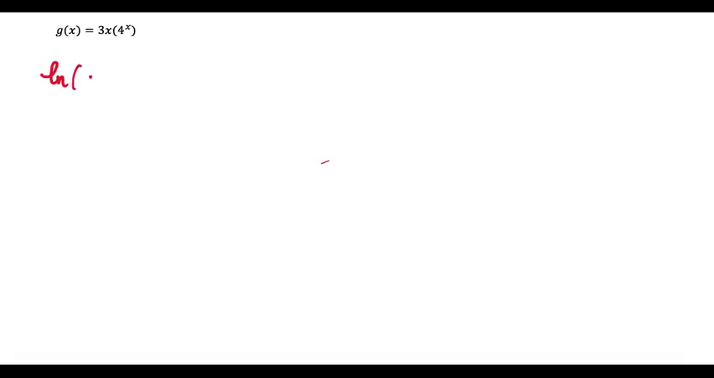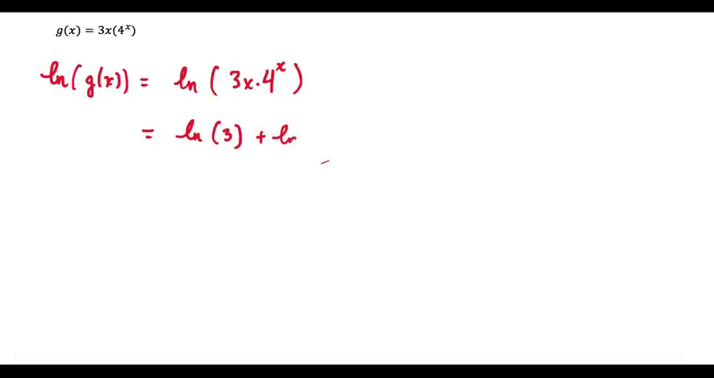All right, so we're going to take the natural log of g of x on the left side, and on the right side, we're going to take the natural log of the entire expression, 3x times 4 to the x. And just as I did before, on the right side here, we're going to apply the properties of log, the product rule of logarithms. So we can separate all of these into the following: the natural log of 3 plus the natural log of x plus the natural log of 4 to the x.